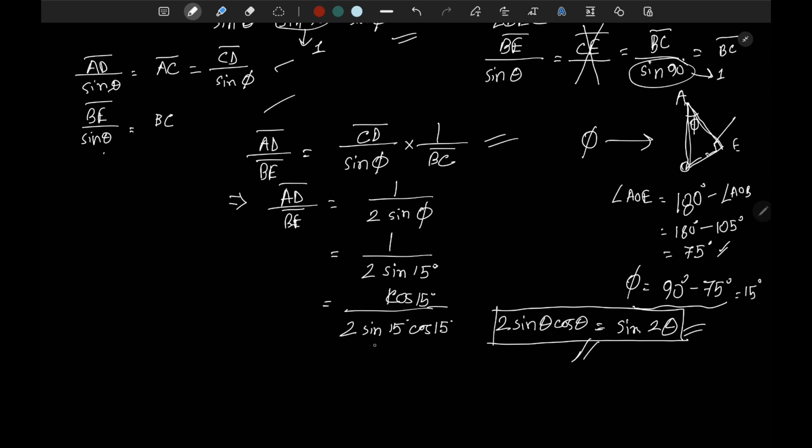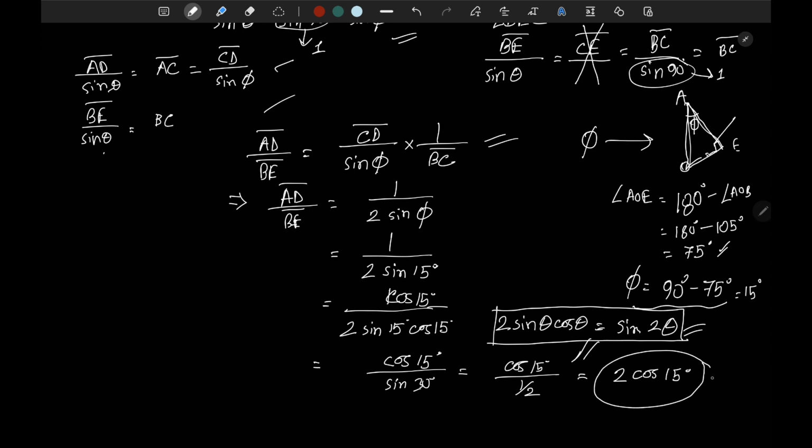And also from this particular formula, we can see that sine 15 and cos 15 will give me a sine 30 here, and the value of sine 30 we already know, that is half, right? So you can see that this is already taking shape. So this will be cos 15 by sine 30, and the value of sine 30 is 1 by 2. So you have 1 by 2, 2 goes on the numerator, and you have 2 cos 15. So that was the answer.